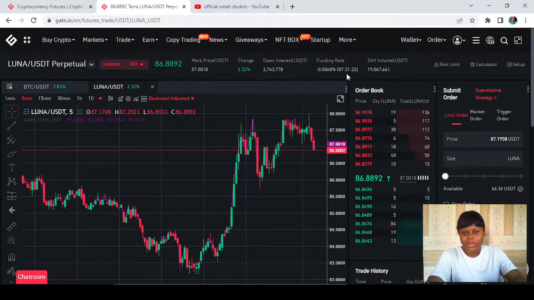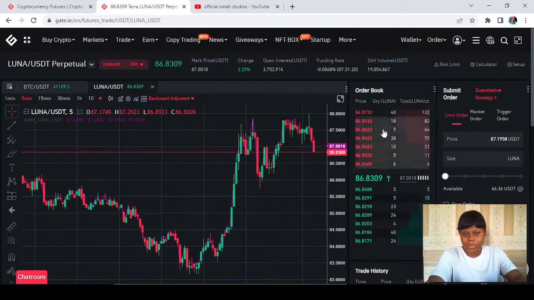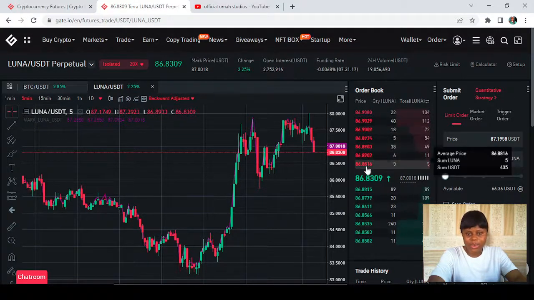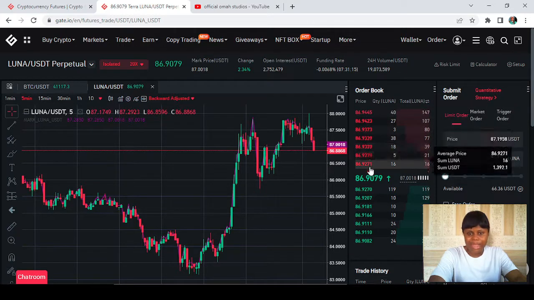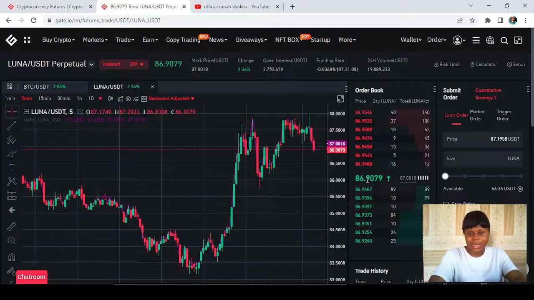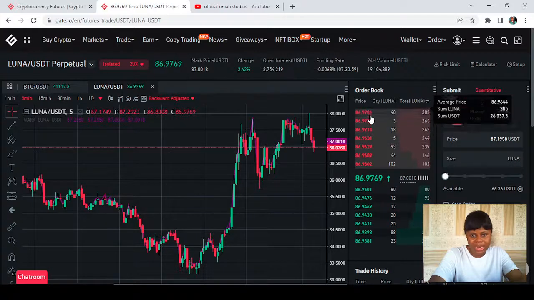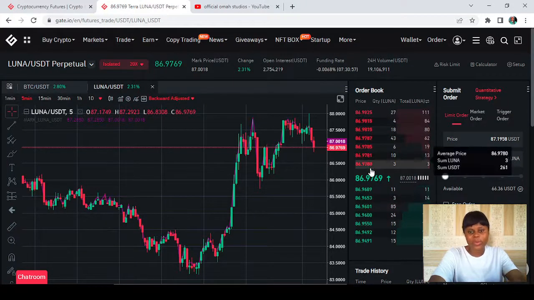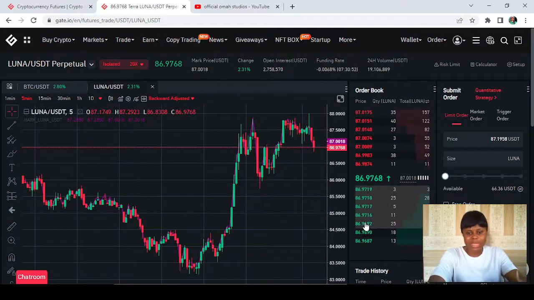Now I want to explain this order book for us. This one here in red is for people that are selling. You know that most times people are on the selling side, and this one that is green is for people that are buying. Whenever you want to make a trade and you find out that a lot of people are selling, their prices will be listed here in the red. But people that are buying, sometimes they buy at a lower rate.